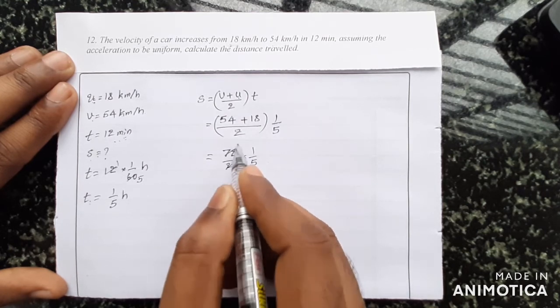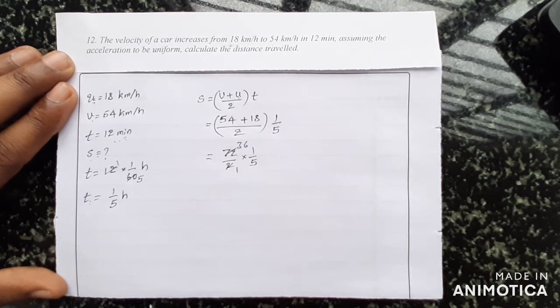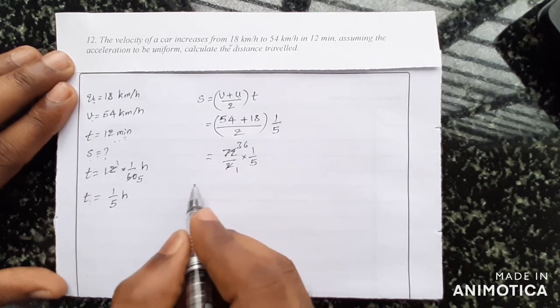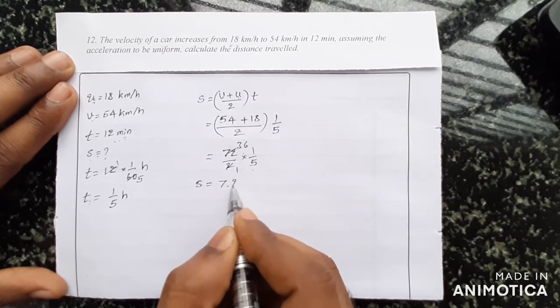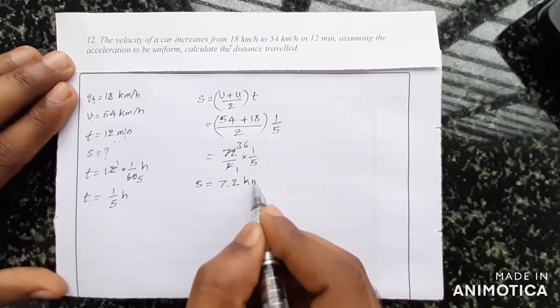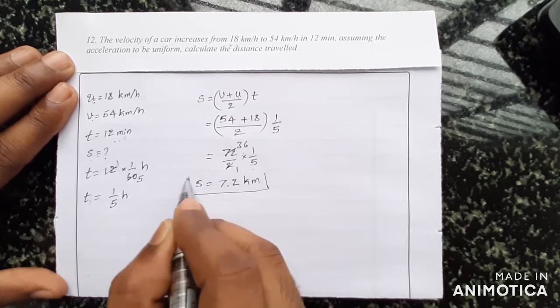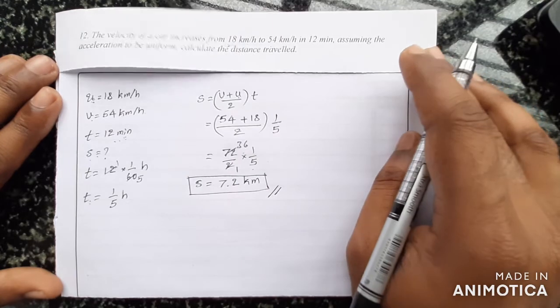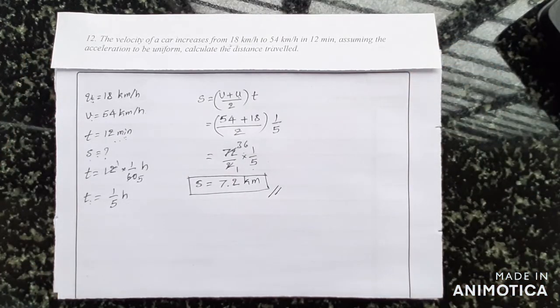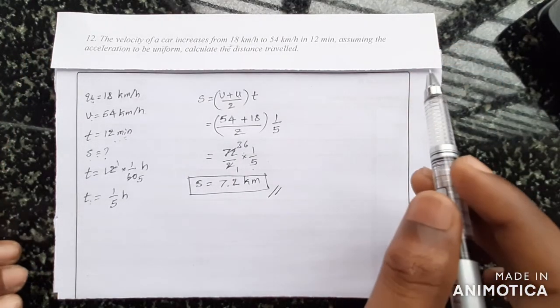Then it is 2 threes are 6, 36. So what we have is s is equal to 36 by 5, which is going to be 7.2 kilometer. Okay, 7.2 kilometer is the answer. So this is about the 12th question.